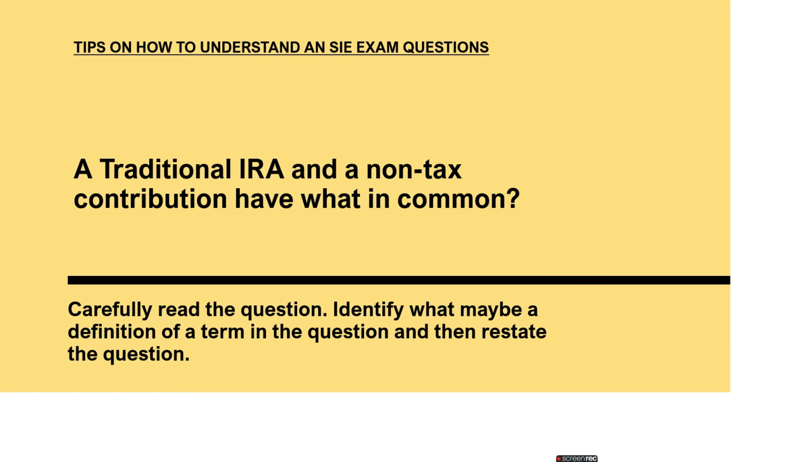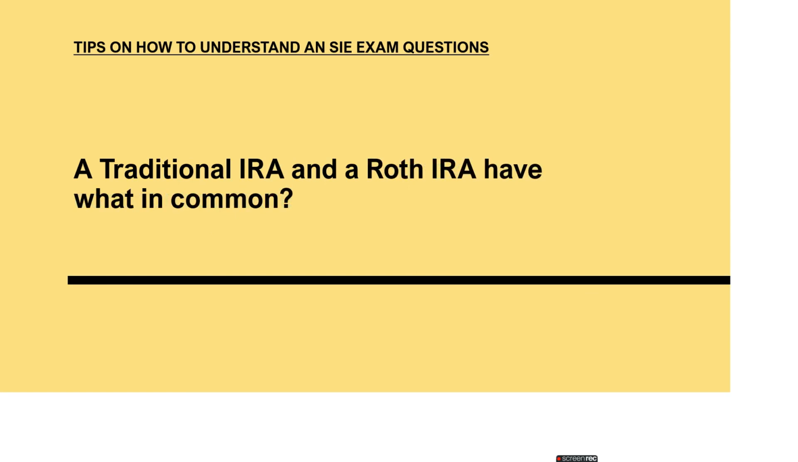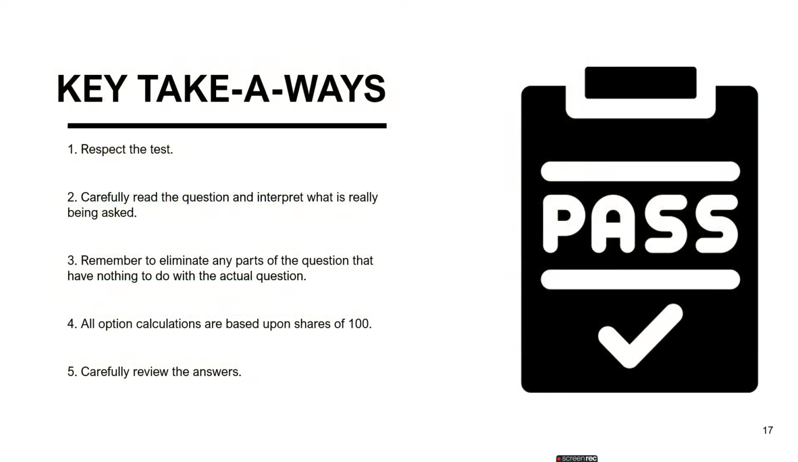During test day, your nerves are upset, and you're a little anxious, so you may not be thinking in the same way that you normally think when you're not testing. In this case, you know what a traditional IRA is, but you see a non-tax contribution. What is that? Remember, you have to reinterpret the question. A non-tax contribution is a Roth IRA. So this is what the question is actually asking of you: a traditional IRA and a Roth IRA have what in common? And the answer is simple. They both have the same contribution limits.